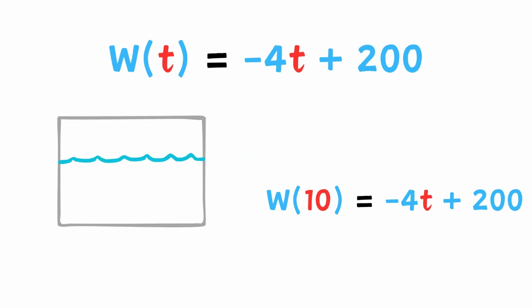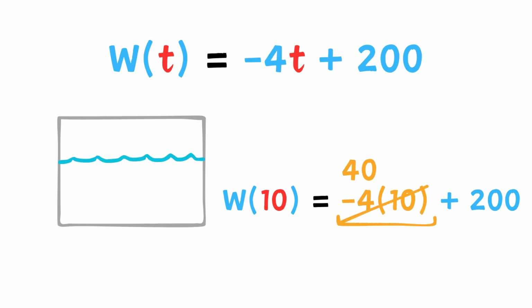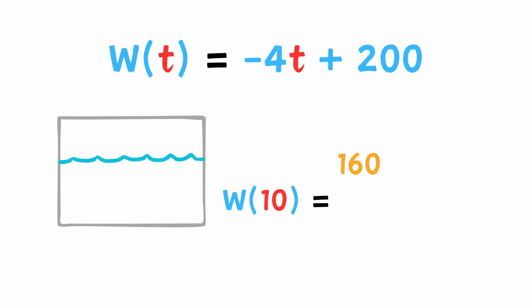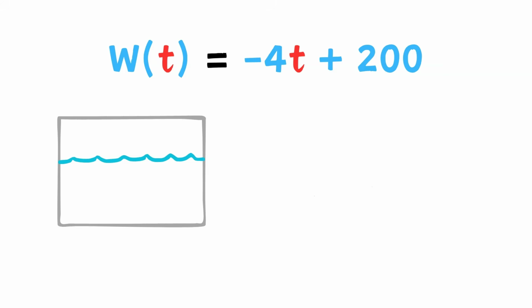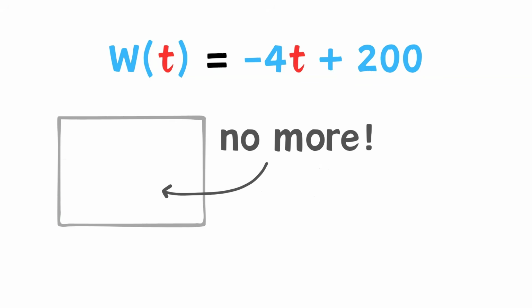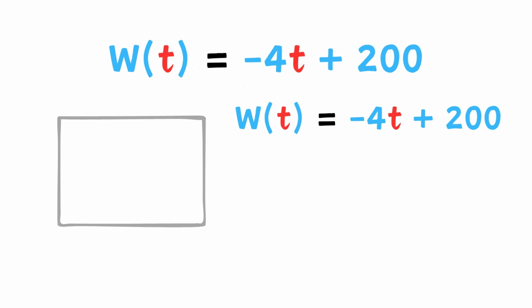Well, just plug in the input, 10. Doing this, you get negative 40 plus 200, or 160 gallons. So 10 minutes after draining, there will be 160 gallons in the tank. Now, here's another question. How long until the tank is empty? Well, in this example, instead of solving for the output, we're looking for the input, t.